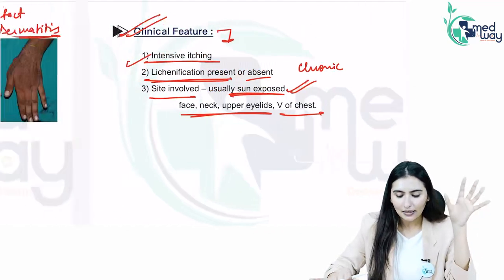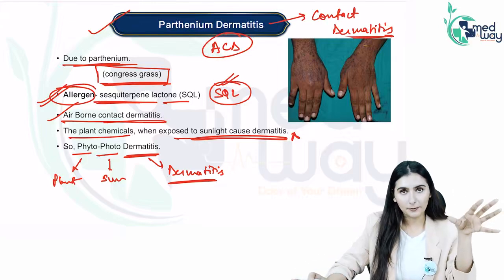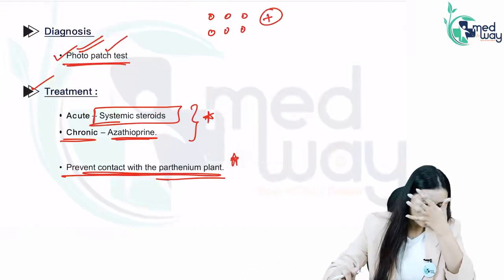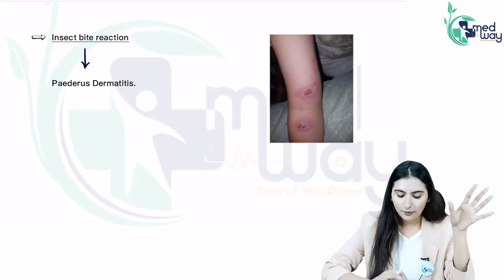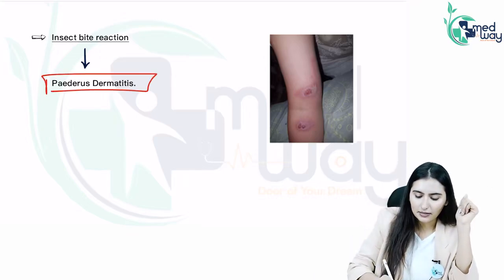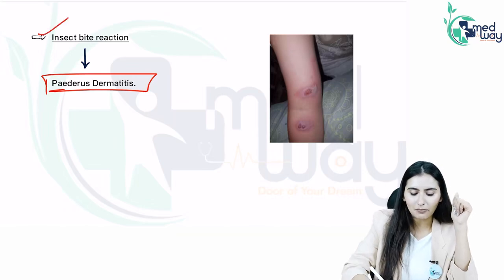So this is Parthenium dermatitis. It is an important topic. Few points you have to remember. I hope I've made it easier for you to understand. Okay, Parthenium dermatitis was one. The next thing is Paederus dermatitis. What is it? It is an insect bite reaction.